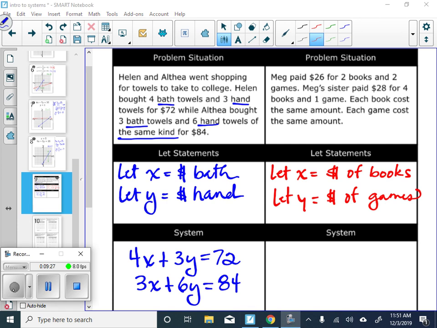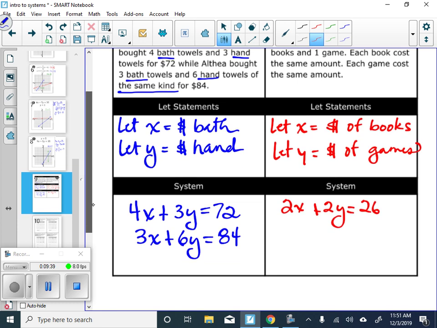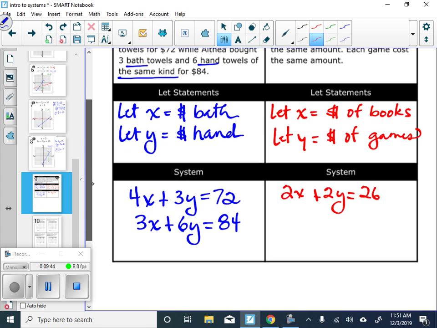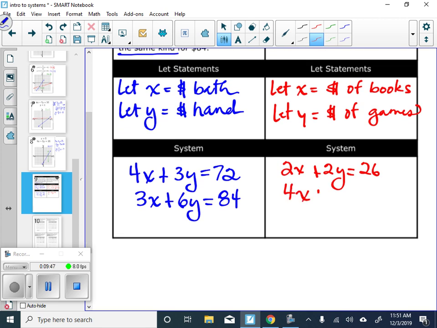So Meg's equation is going to be 2 books plus 2 games is a total of 26. Meg's sister, though, what'd she get? 4 books and 1 game is 28. Again, you don't have to put the 1 in front of the Y. It will be invisible. Doesn't make it wrong. You're just not going to see it with it. Questions for me here? Okay, we're moving on to tables.